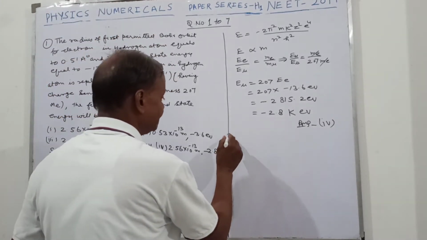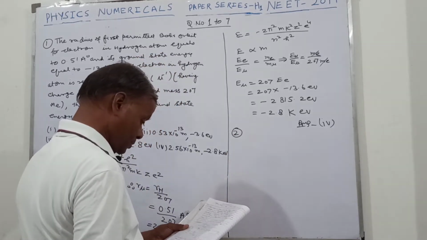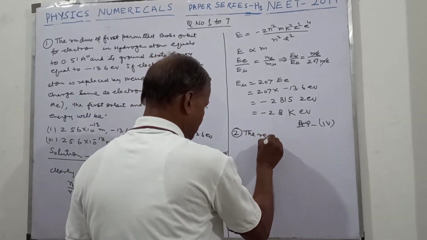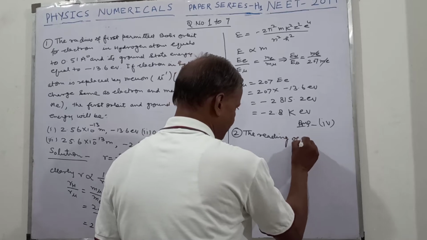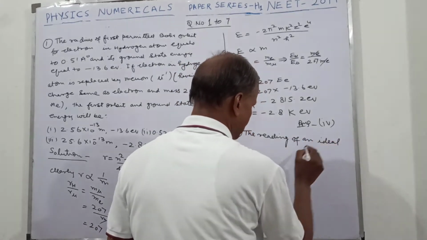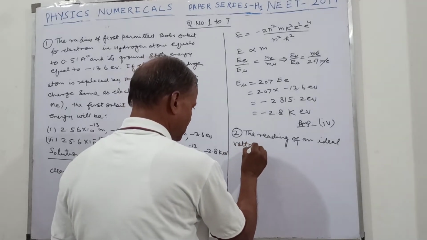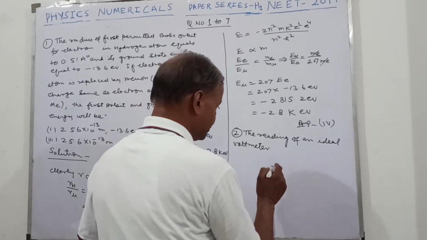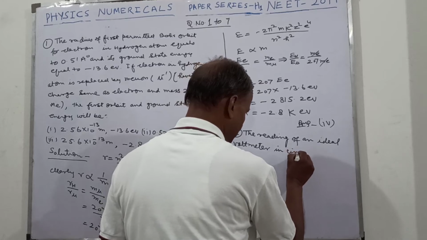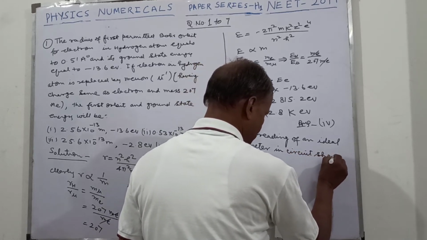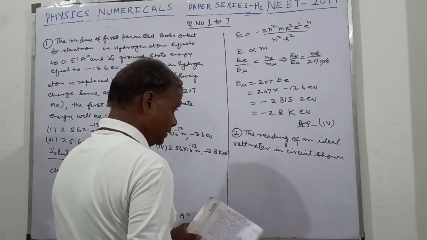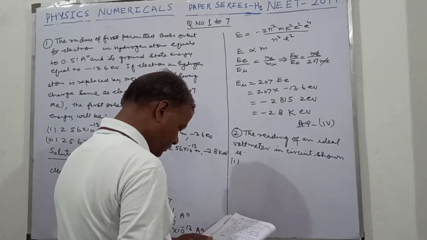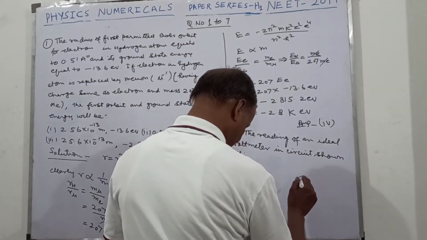And now the second question. The reading of an ideal voltmeter in the circuit shown is, now the first option is... First we draw the diagram.